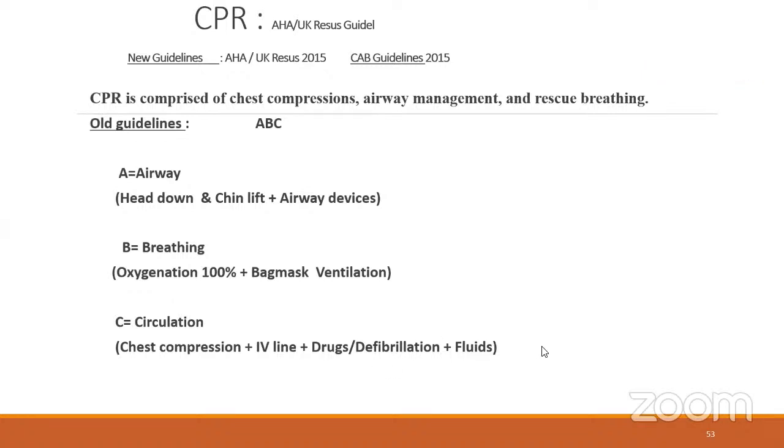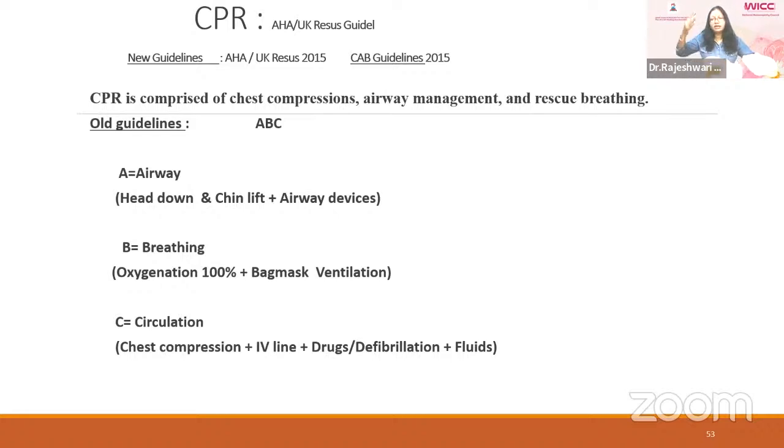Okay, so what is important is rate, depth, duration, and allowing the recoil of the chest. While you're giving the mouth-to-mouth resuscitation, allow the chest to recoil. While giving the compression also, allow the chest to recoil and watch the chest rise while you are giving the mouth-to-mouth resuscitation. That is very important. Where you are going to apply the pressure compression, that is at the center of the chest bone over the sternum.